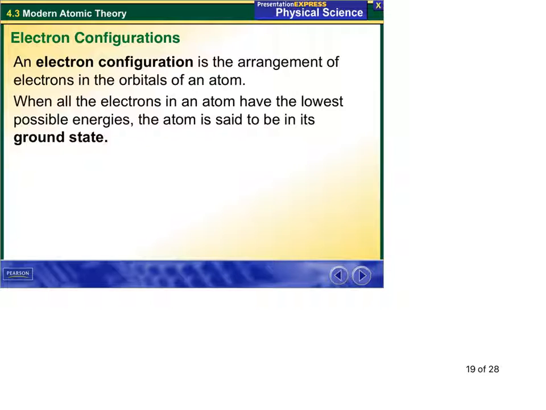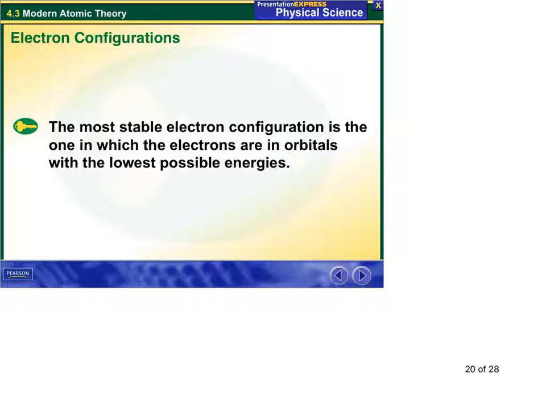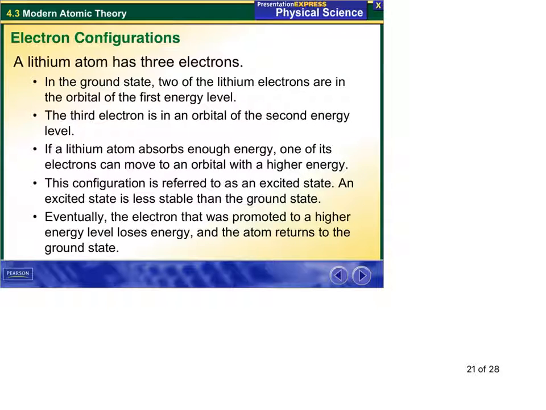And the most stable electron, we talk about electron configurations, the arrangements of the orbitals in an atom. And the lowest possible energy, or the most stable, is considered ground state. In chemistry, we do a lot of work with developing ground state electron configurations. So the most stable electron configurations, lowest possible energies, are ground state.